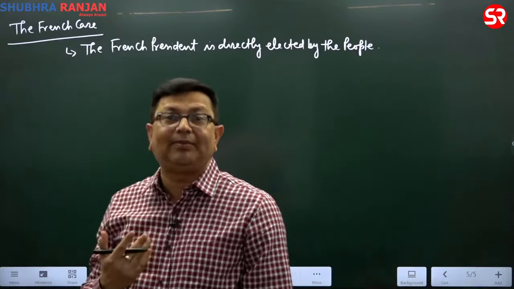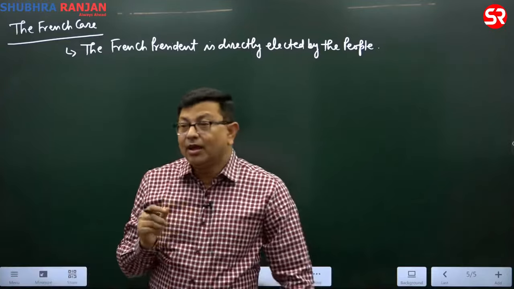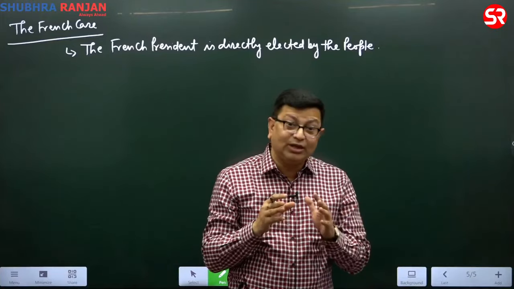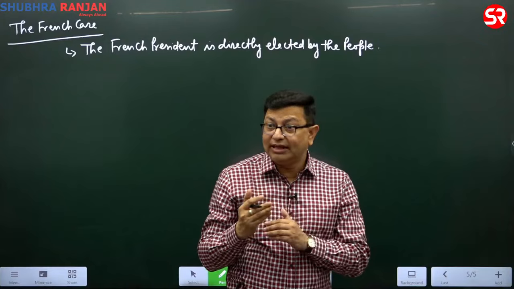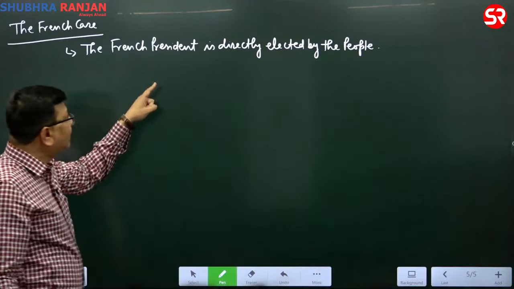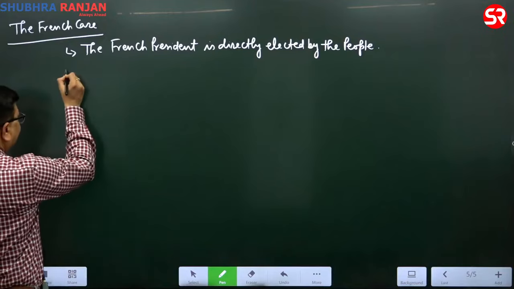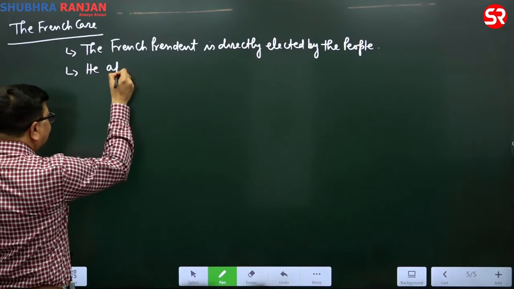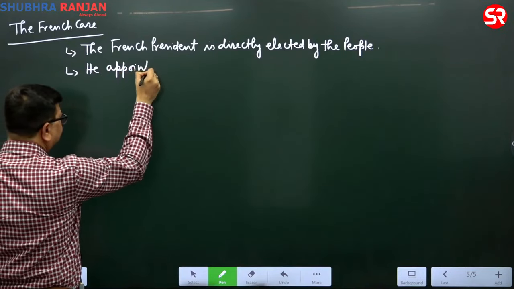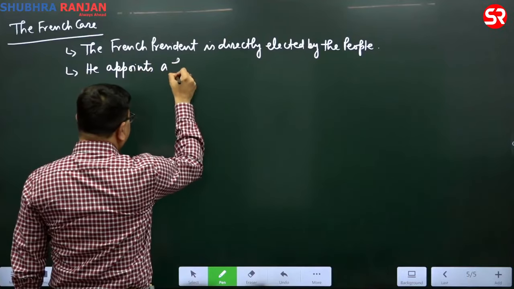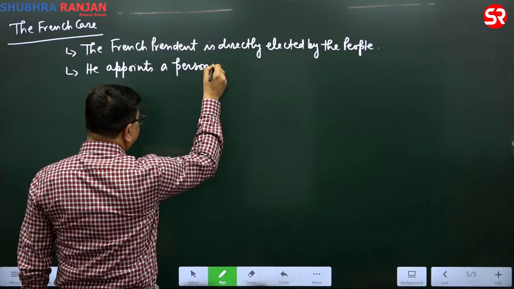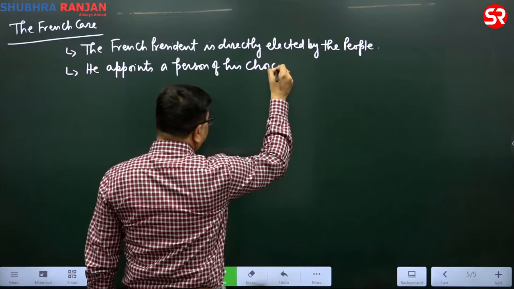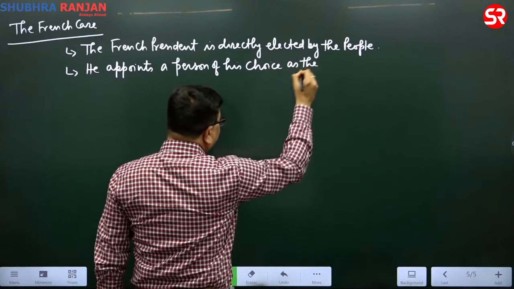So the year in which you will be appearing in the examinations, if the elections are going on for an important country, the president's election, obviously you need to follow that. What is the process for the elections? So he is elected directly by the people, and he appoints a person of his choice as the prime minister.